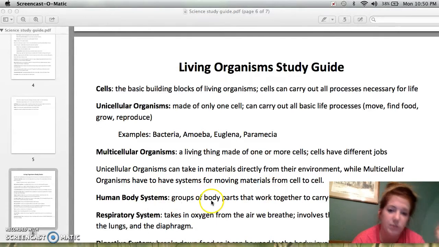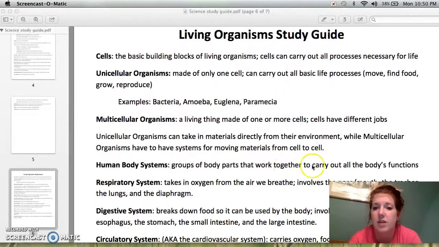Human body systems are groups of body parts that work together to carry out all the body's functions. Functions means its job. Every system has a job to have a sustained life, for us to live.